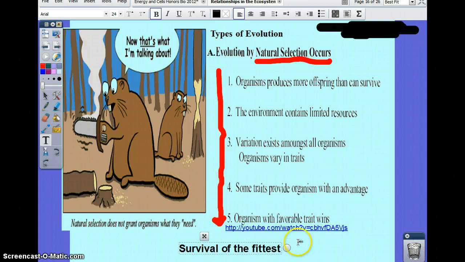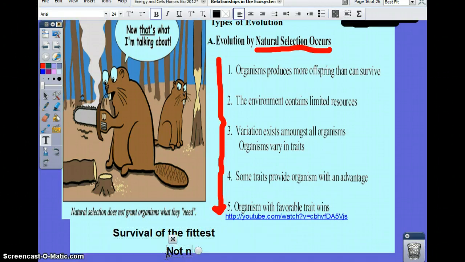The fittest doesn't necessarily mean the strongest. I'm going to add that to this video. Not necessarily. It could be the smartest, the fastest. It could even be the weakest or the dumbest. It depends on what is the favorable trait for a specific condition.